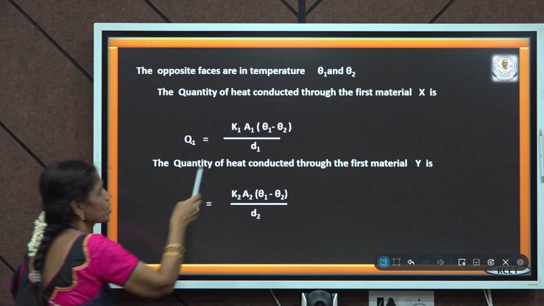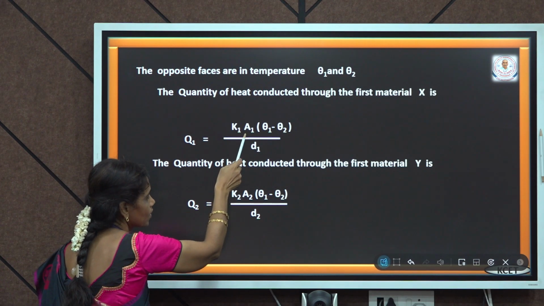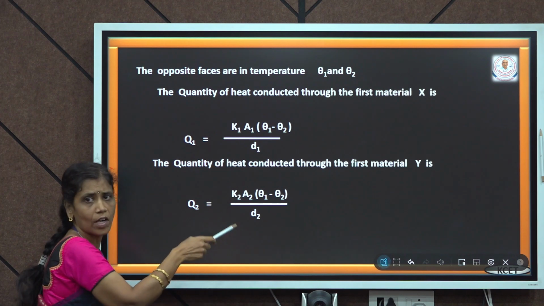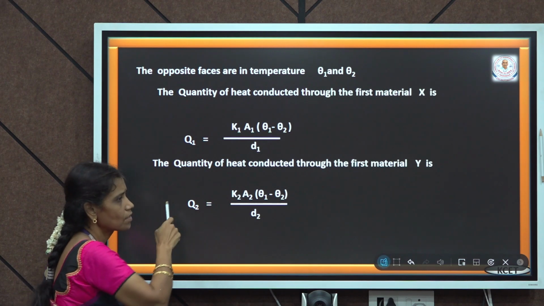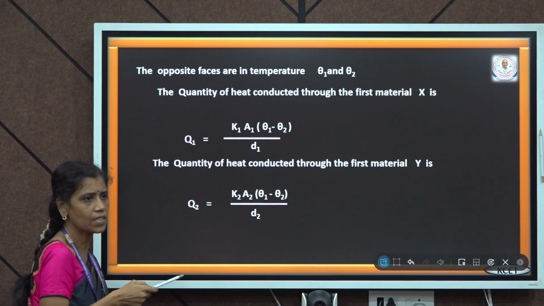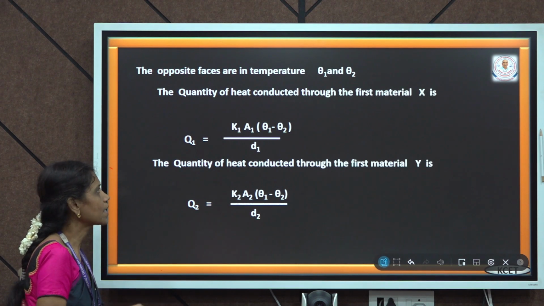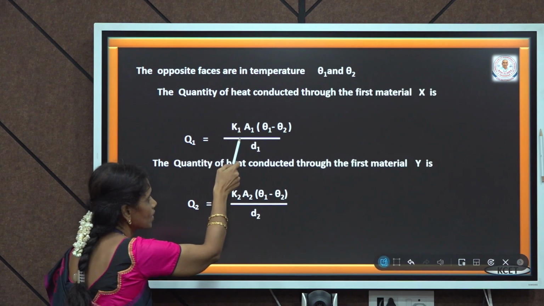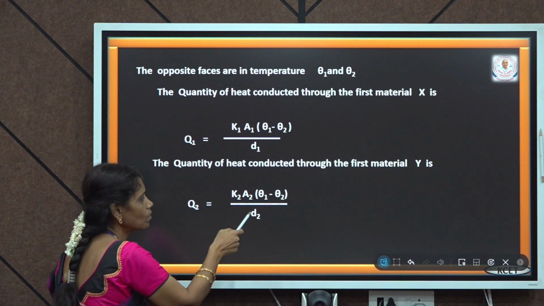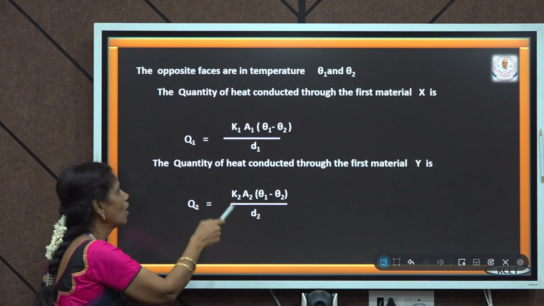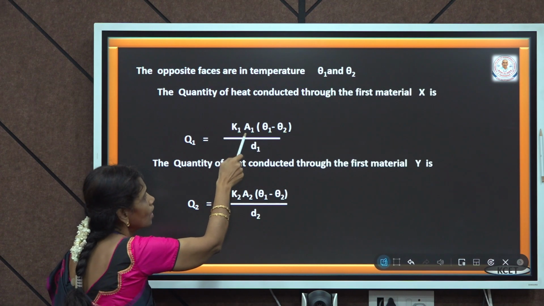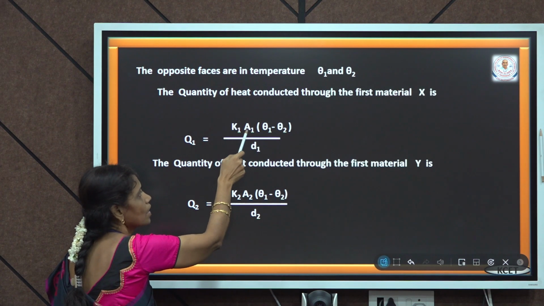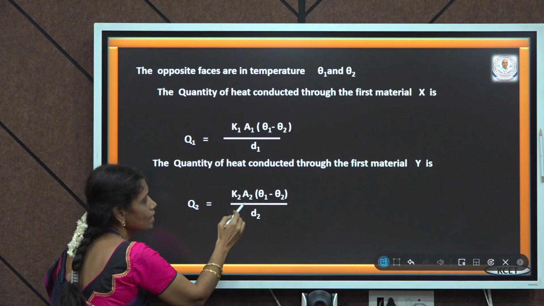Here we have to note that the areas of cross section of the materials X and Y are taken as different values. In the previous case, we considered the area of cross section to be the same for both materials. In this case, the area of cross section of the material X is different from the area of cross section of the material Y. So, I have taken the area of cross section of the first material X as A1 and the second material as A2.